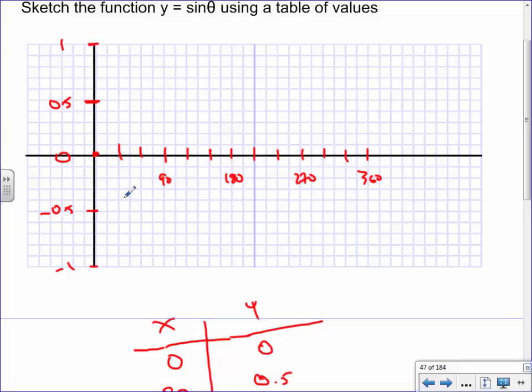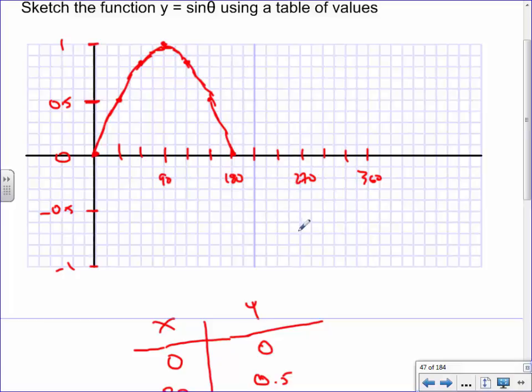0 goes with 0. 30 goes with 0.5. 60 goes with 0.866, which is about right about there, give or take. 90 gives you 1. Then it starts coming back down again. And back down again. And then at 180, it's back down to where it starts. It's basically the rise of the peak along those lines.